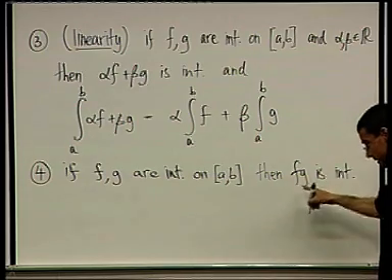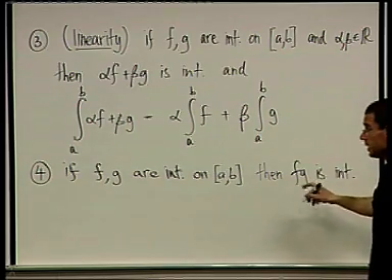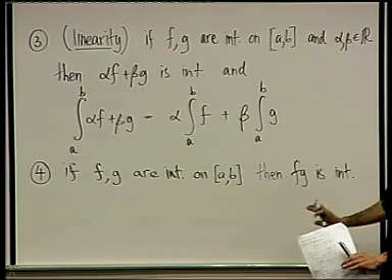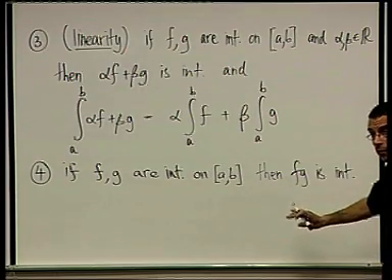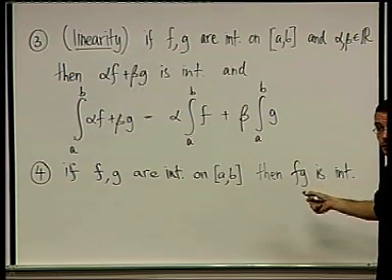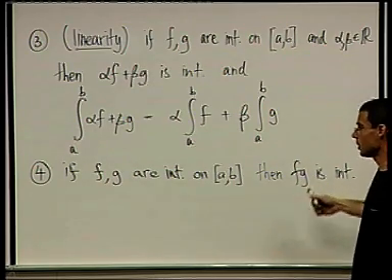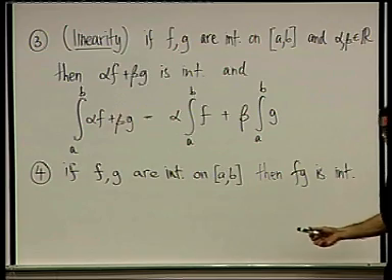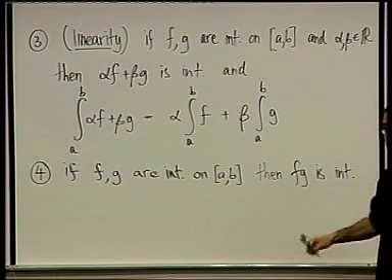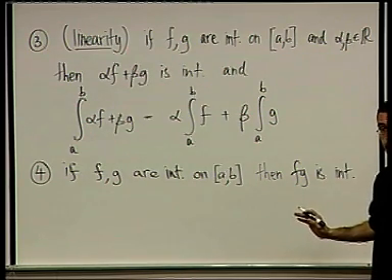What's important in number 4 is that there's no formula for the integral of the product. So don't try to invent one. In particular, it's not true that the integral of f times the integral of g equals the integral of f times g. That's false. Okay?